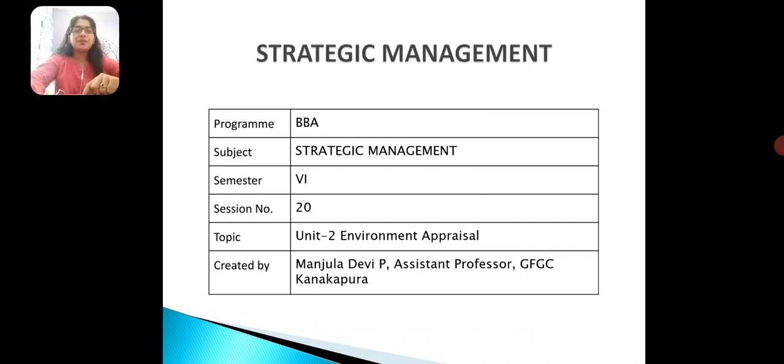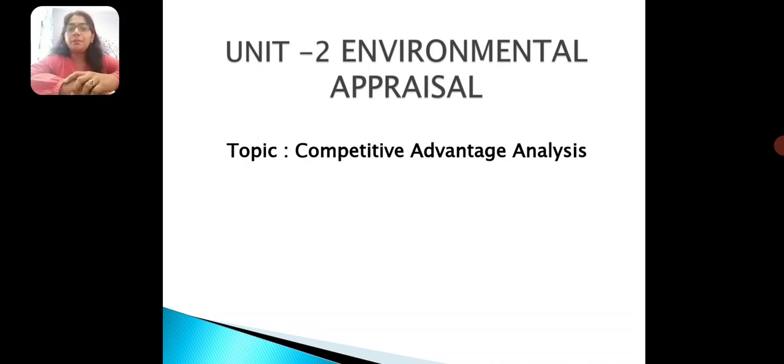In this session, we will discuss strategic management of BBA 6th semester, Unit 2 Environment Appraisal. In this unit, we will talk about competitive advantage analysis. So, what is the meaning of competitive advantage and what are the factors considered when we are doing the competitive advantage analysis? In the previous topic session, we discussed SWOT analysis, again one of the very important techniques of environment analysis. So, in this session, we will see the competitive advantage analysis.